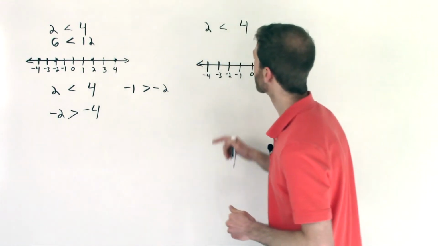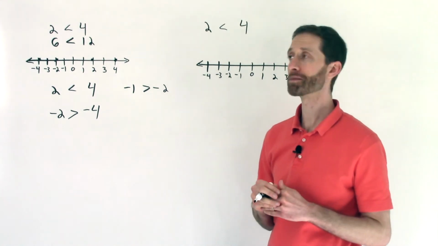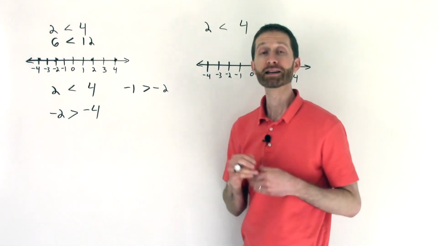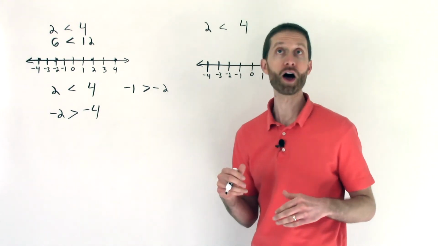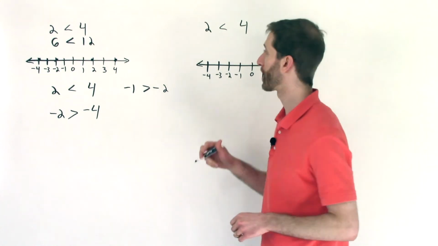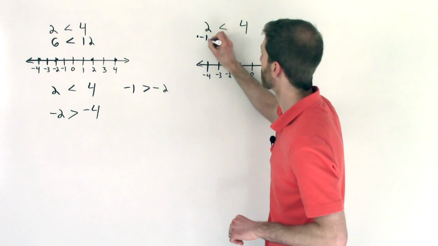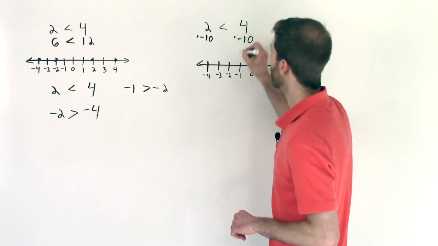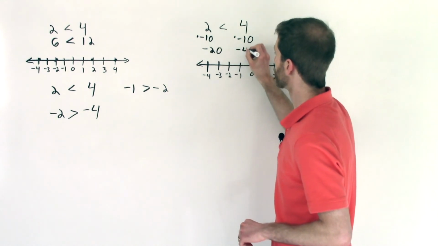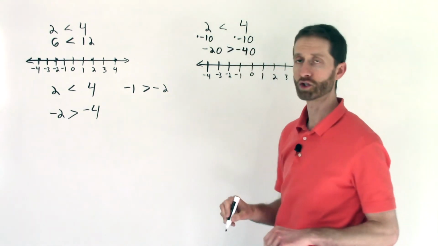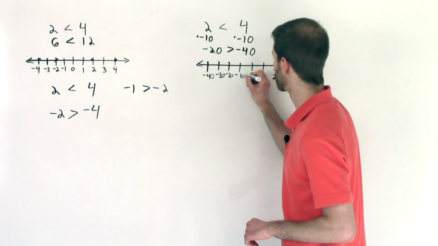So I've written out another little example here, just with the number line, to show you that it doesn't really matter if we multiply or divide by negative numbers. We can also multiply by a negative number other than -1. Let's say I multiply by -10 on both sides. Well, when I do that, this becomes -20 and this is -40, and so -20 is greater than -40.